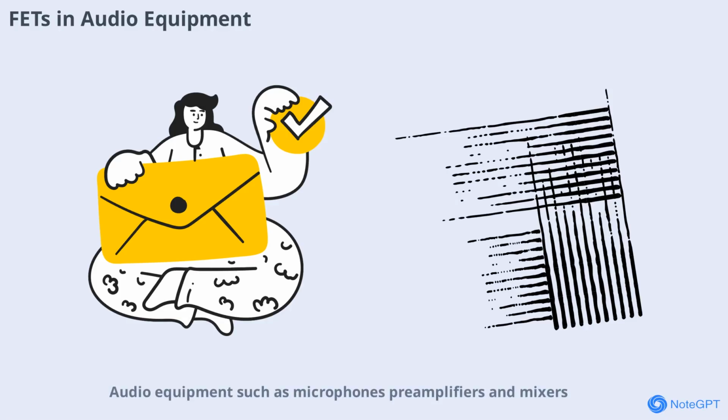Audio equipment such as microphones, preamplifiers, and mixers often use FETs for their low noise and high fidelity. FETs help preserve the quality of audio signals, making them a popular choice in professional sound systems and recording studios.